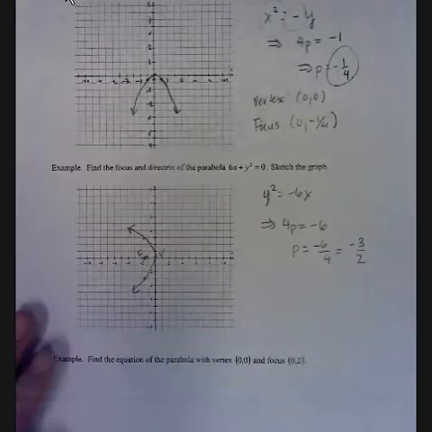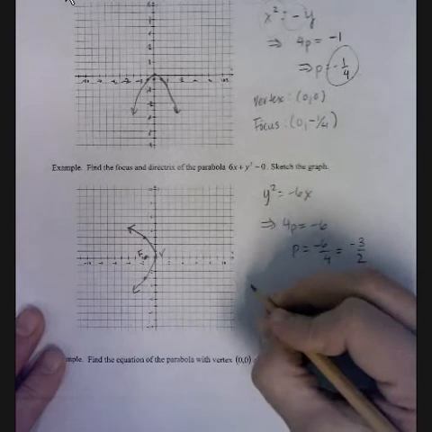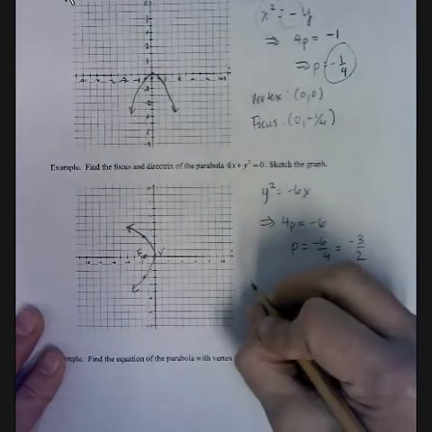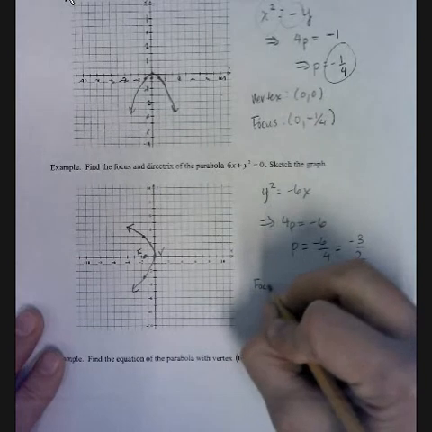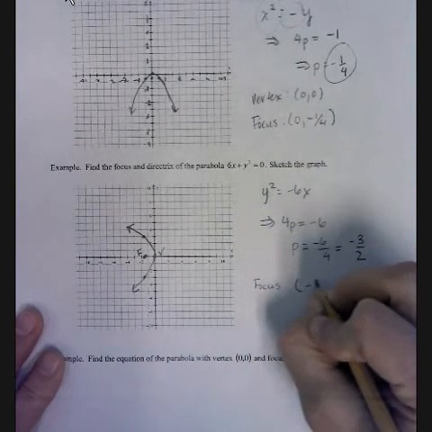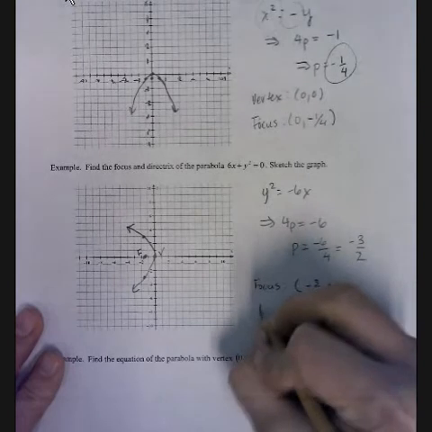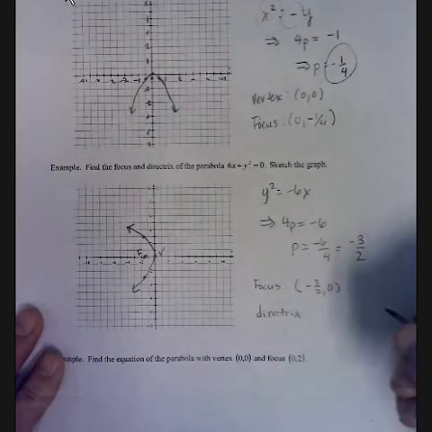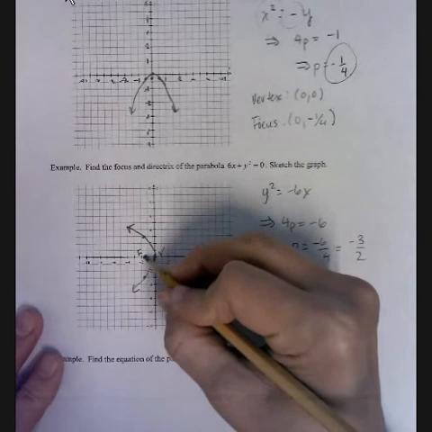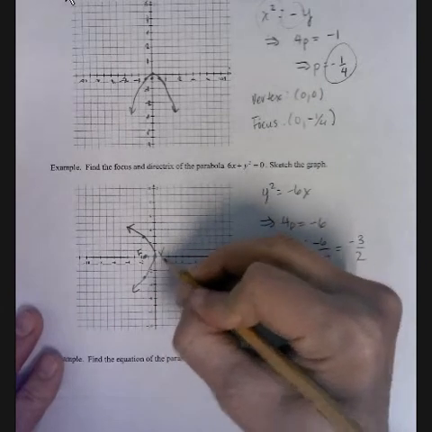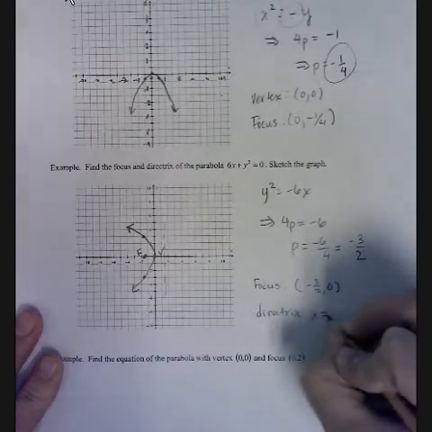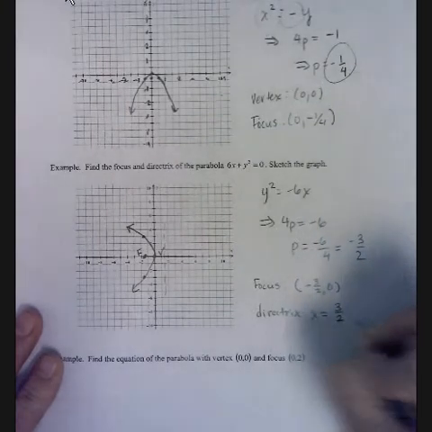Okay, so oh, I forgot to find the directrix. I'll go back to that one. So the focus is -3/2, 0. Directrix would be, so it's the same distance the other direction. You want to draw it, it's right there. X equals +3/2, so the opposite sign of p.